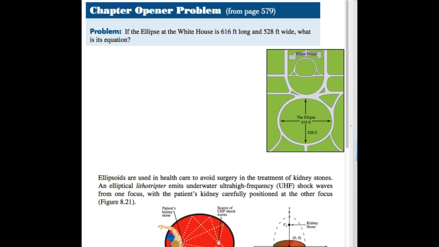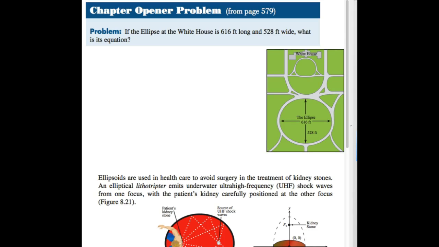First example here. This comes from our chapter opener. It says, if the ellipse of the White House is 616 feet long and 528 feet wide, what is its equation? Now they have given us a picture, and based on this picture, would our major axis be horizontal or vertical? Horizontal, right? They're showing us a longer dimension in the horizontal direction.